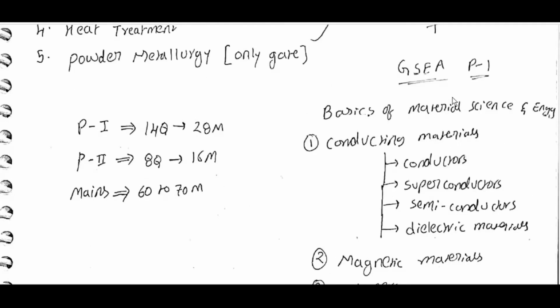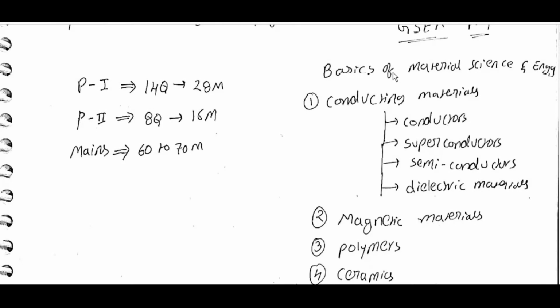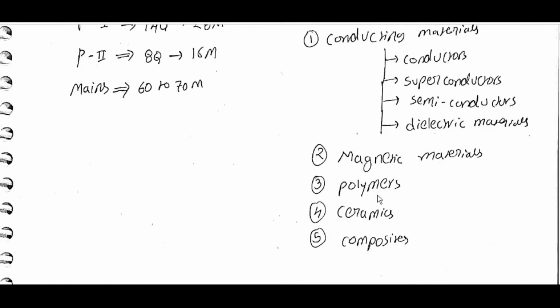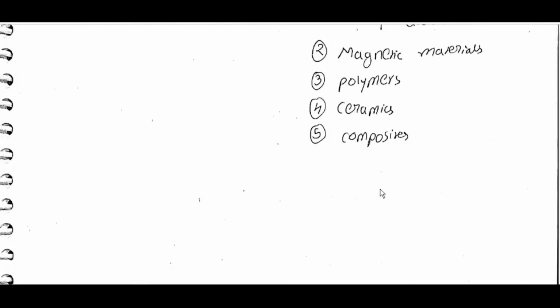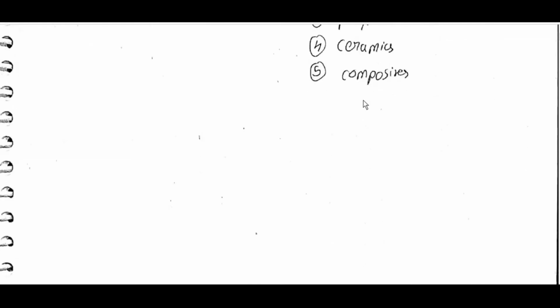GSCA Paper 1, GS General Science: Basics of Material Science and Engineering, Conducting Materials, Conductors, Superconductors, Semiconductors, Dielectric Materials, Magnetic Materials, Polymers, Ceramics, Composites. First, let's see the complete syllabus of GATE, which is common for IES also.